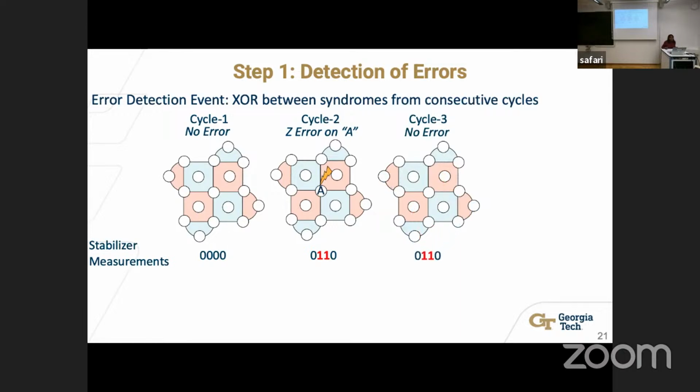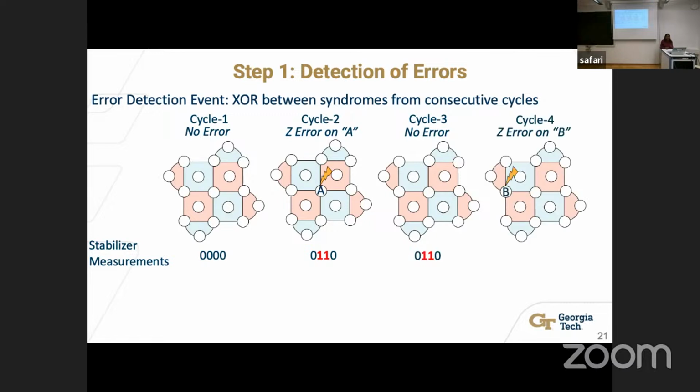In cycle 3, you don't have an error, you reread the same parity. And in the next cycle, let's say you have a Z error on this qubit B. Now its adjacent stabilizers will flip, which means this will flip, and it was previously 1, so it will now flip to 0. This was 0, it will flip to 1. This will remain a 1, and this will remain a 0. Let's see what happens. Yes, 1, 0, 1, 0.